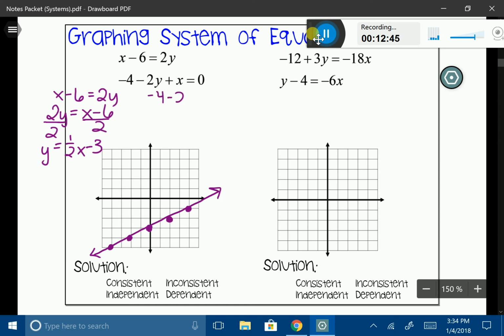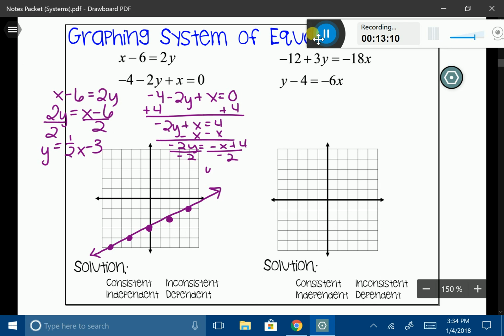Now I'm going to work on my other one. I'm going to rewrite it first. I'm going to move some things around. And I'm going to divide by -2. All right, so I have y is equal to, I'm sorry, I'm running out of room here, 1/2 x minus 2. All right, great. So let's graph this one now. You probably noticed that our slopes are the same, huh? So let's go ahead and graph that.